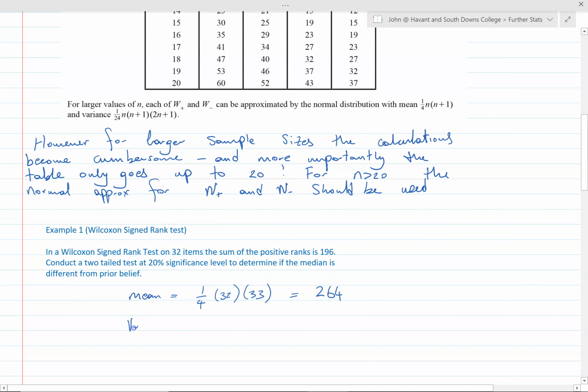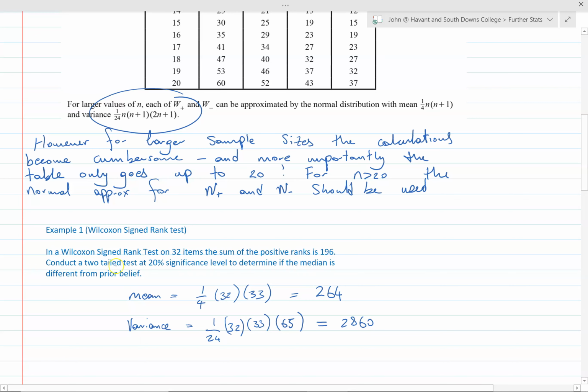And the variance equals 1/24 times 32 times 33 times 32 times 2, which is 64, plus 1, which is 65. So that comes to 2,860. That's the variance, remember, not the standard deviation.